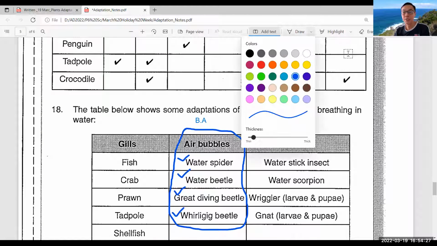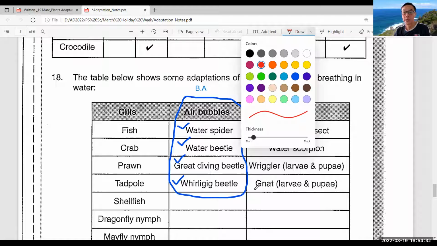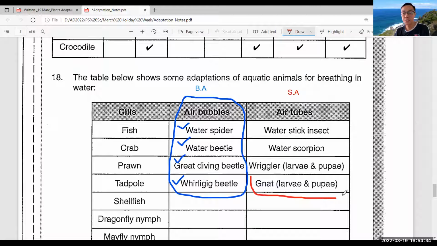water scorpion, the wiggler, which refers to the mosquito, and these animals here, they use a straw, just like a snorkeler, right? Okay, because this is part of the body. This air tube is growing out from its body to help it take in the air above the water surface. So these are structural adaptations. Whereas these are behavioral because they carry the bubble with them. It's not part of the body.